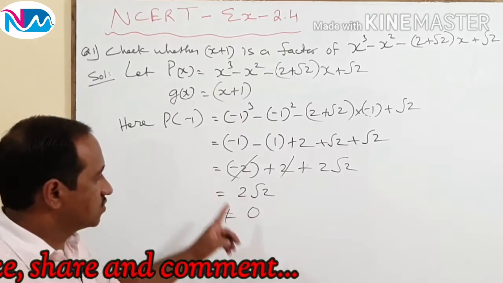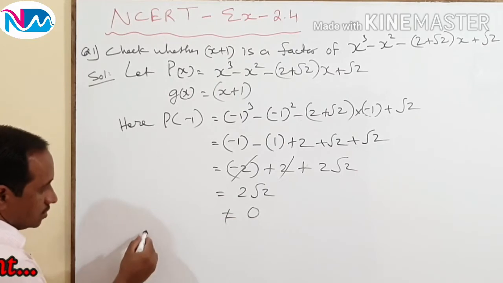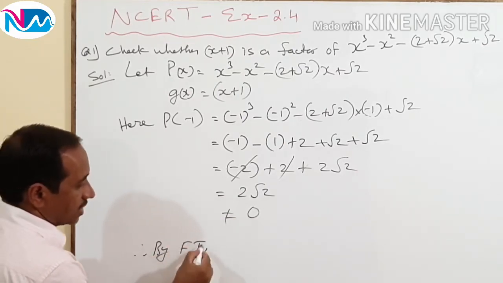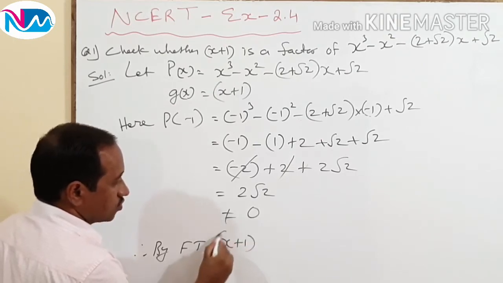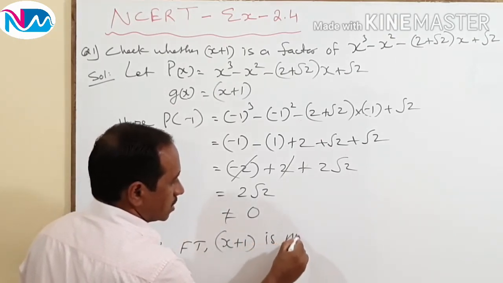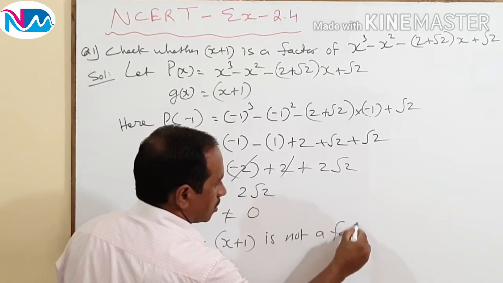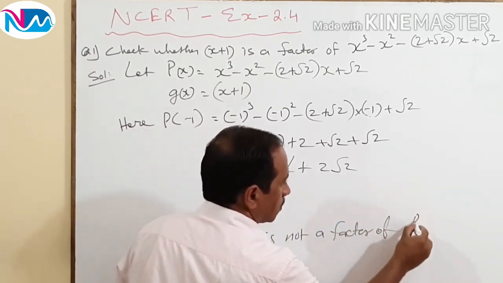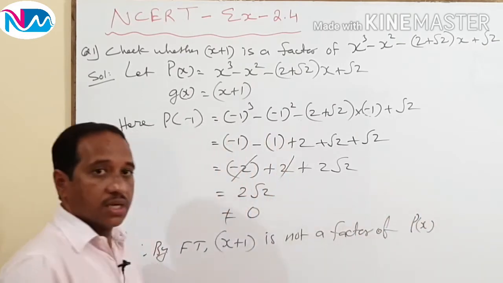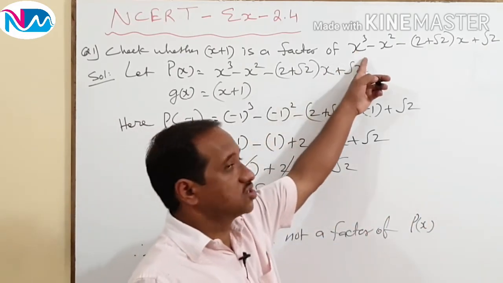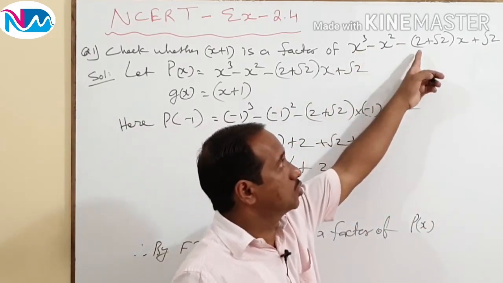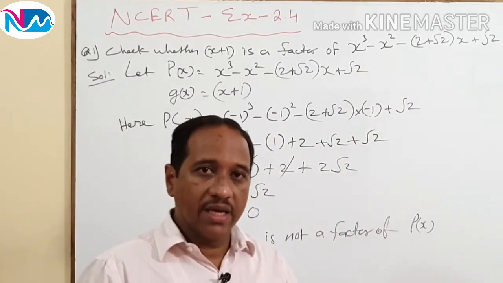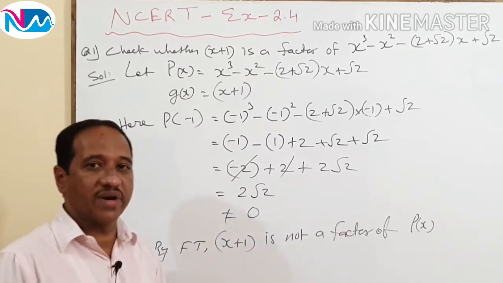Since P of minus 1 is not equal to 0, therefore, we can say that by the factor theorem, x plus 1 is not a factor of the given polynomial P of x. Here P of x is equal to x cube minus x square minus (2 plus root 2) into x plus root 2. So here x plus 1 is not a factor.